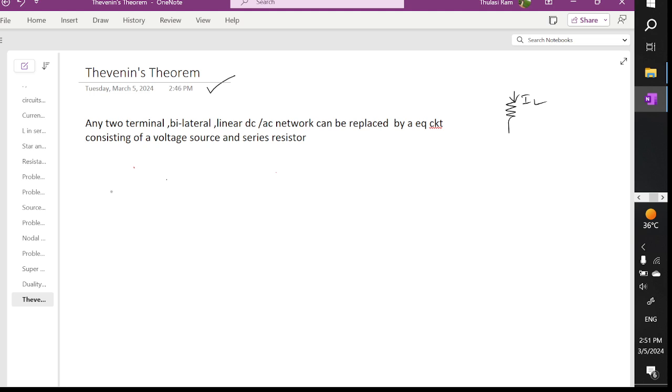For example, this is some 5 ohms. I want to find the current across the 5 ohm resistor. I can use nodal analysis or I can use mesh analysis to find this.